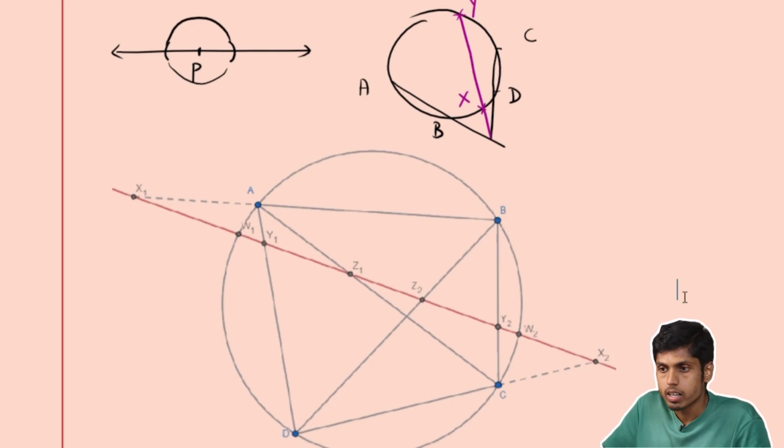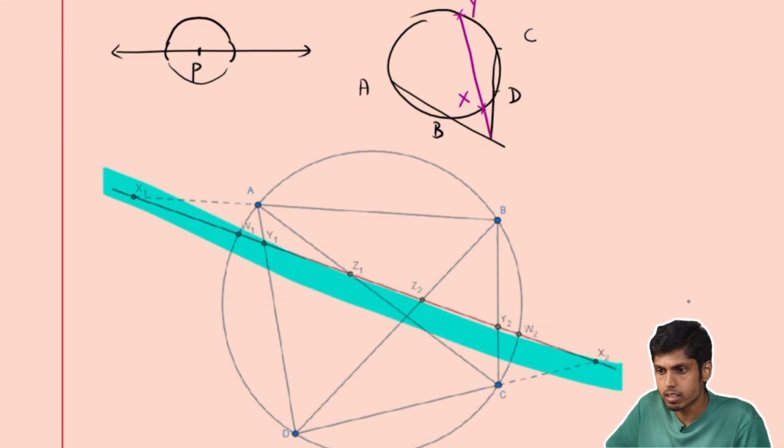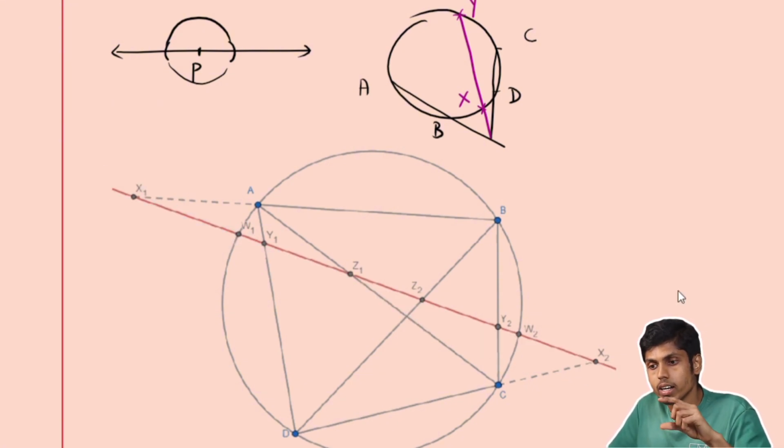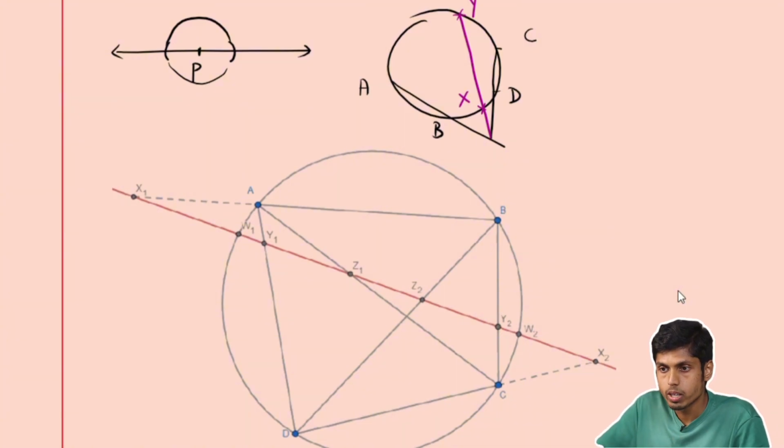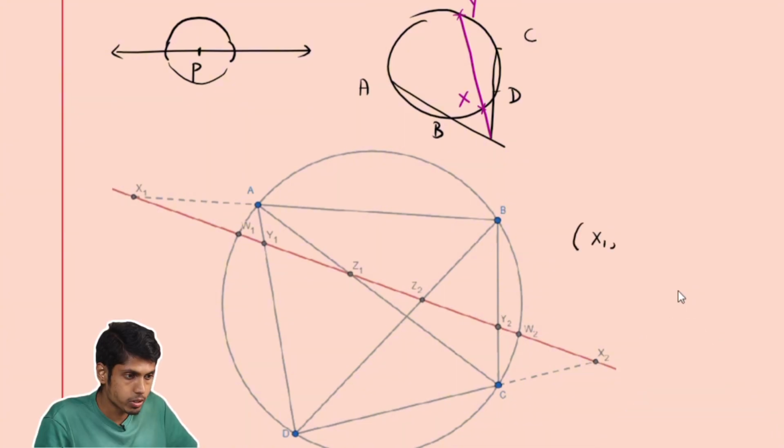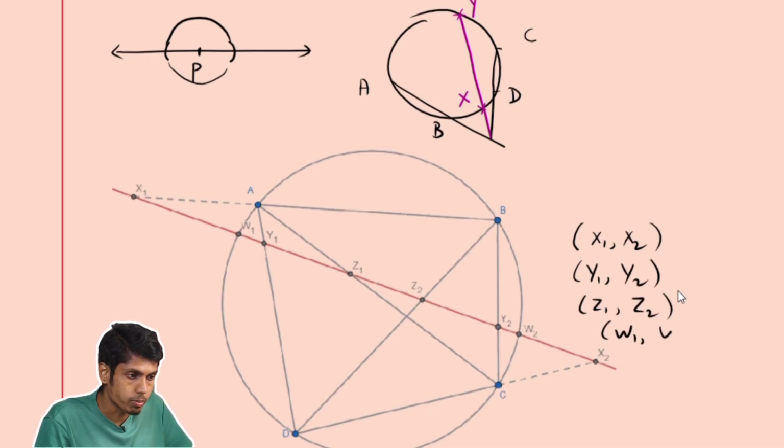Now, having these properties in mind, we derived the Desargues involution theorem and the dual of it. The Desargues involution theorem states that if you have a cyclic quadrilateral ABCD as shown, and a random line intersects one pair of opposite sides at x1, x2, the other pair of opposite sides at y1, y2, the diagonals at z1, z2, and the circle itself at w1, w2, it will be true that x1, x2, y1, y2, z1, z2, w1, w2 form involution pairs.